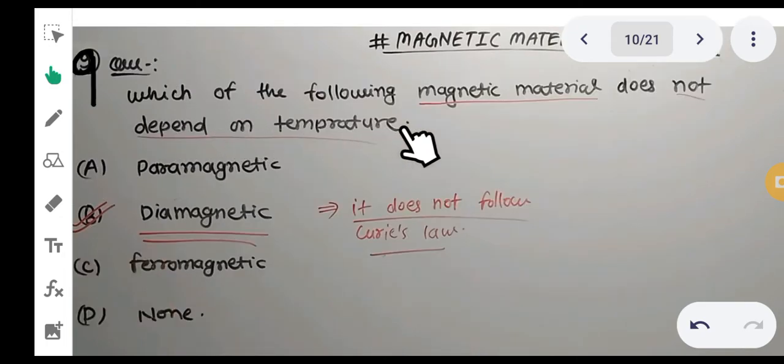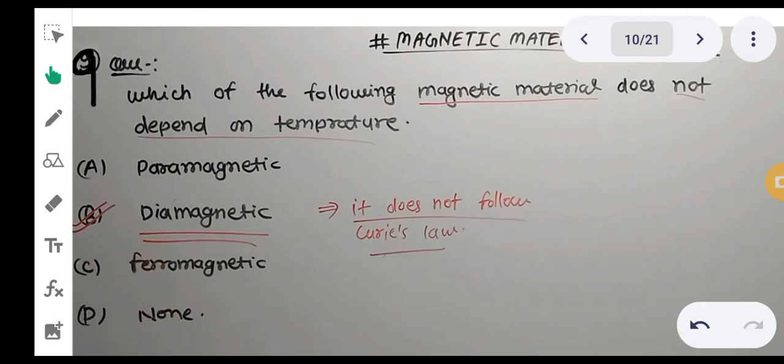So question 9, which of the ferromagnetic material does not depend on temperature? So we know that a paramagnetic material depends on temperature.